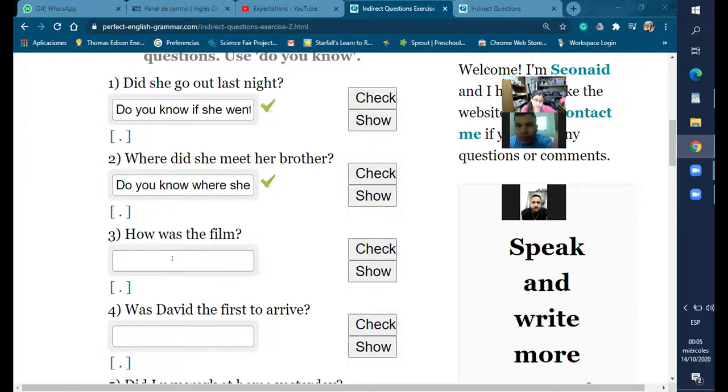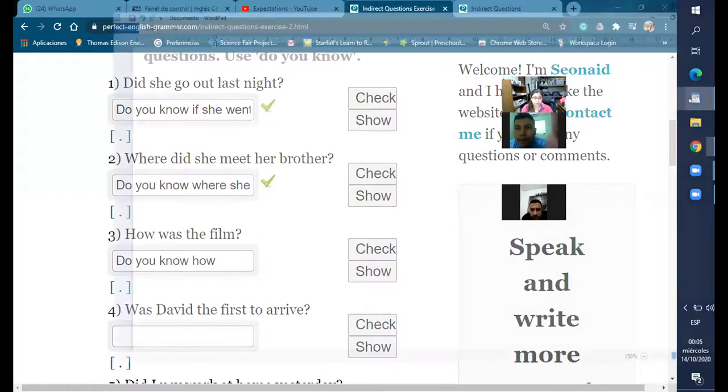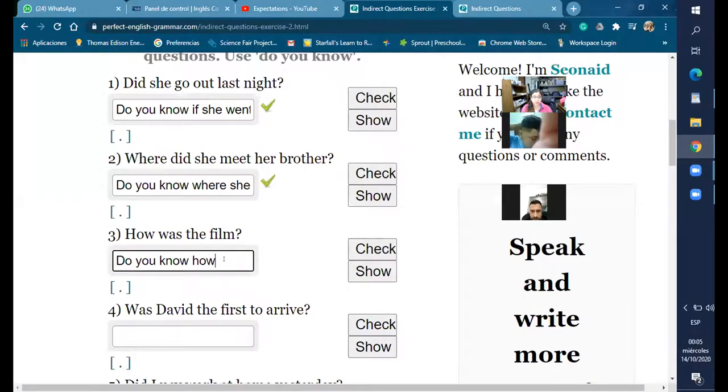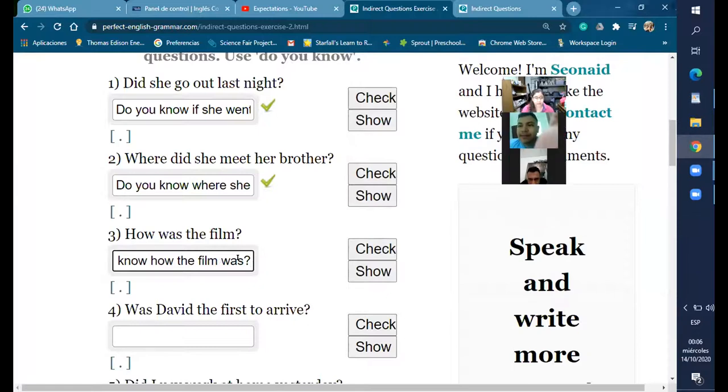Do you know? All the questions are gonna start with do you know, all of them. Okay. Do you know when? Yeah, this one. Okay. Do you know how? Now you need the subject, because this is do you know how, subject? No, look, this is the question here. What is the subject here? The film. The film. Yes. Do you know how the film? And now it says past, the statement in the past. So that would be was. Do you know how the film was? Okay. Eh, very confusing, right? But yeah. Just follow the structure.